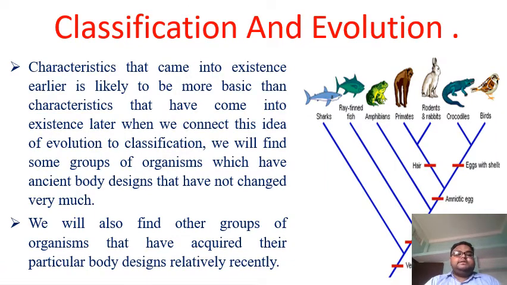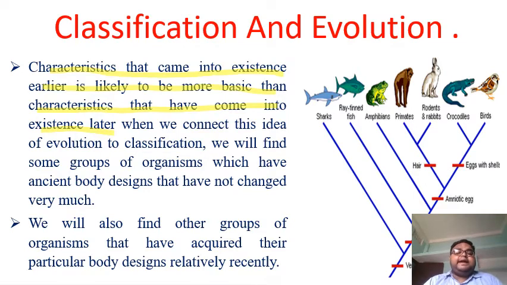Students, the characteristics that came into existence earlier are likely to be more basic characteristics. Understood? This is the fundamental issue here: those characteristics that came early into existence are likely to be the basic characters, and the ones that came later are the advanced ones. When we compare, the basic characteristics we think arose earlier, but the advanced characteristics we think are the product of specialization, or we can say those characters came at a later period. Okay, students.